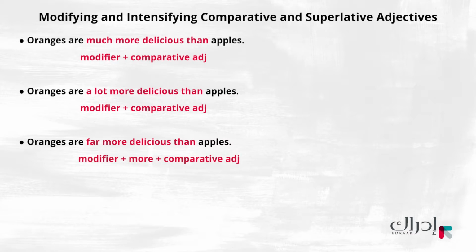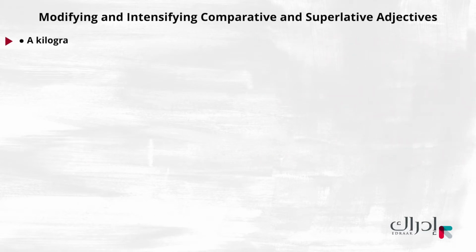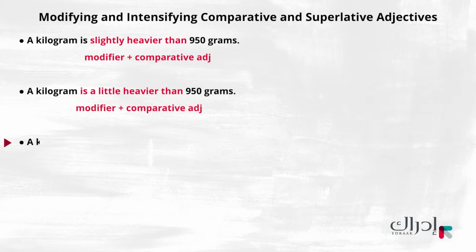We can also modify comparative adjectives to show that the difference between the things is not that big. For example, a kilogram is slightly heavier than 950 grams. A kilogram is a little heavier than 950 grams. A kilogram is not much heavier than 950 grams.